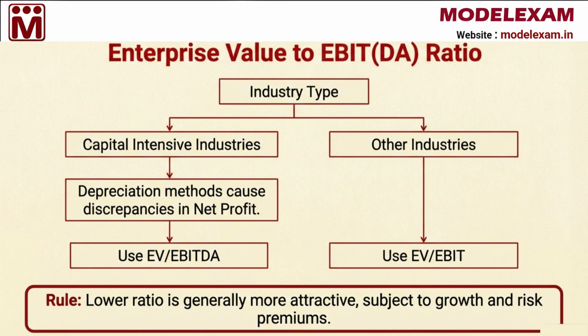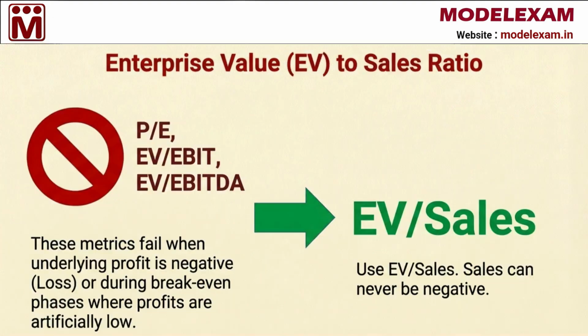For capital intensive industries, different companies might use different depreciation methods, which causes discrepancies in net profit. In these cases, use enterprise value to EBITDA to strip out the effect of depreciation. For other industries, enterprise value to EBIT is sufficient. The rule remains that a lower ratio is generally more attractive, subject to risk and growth.